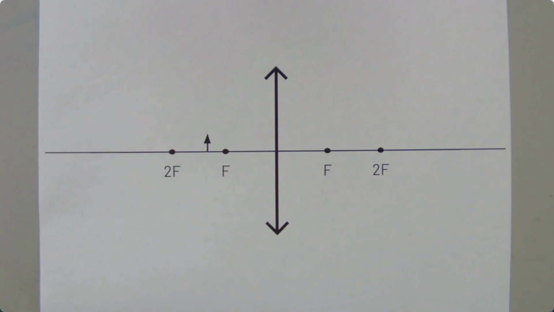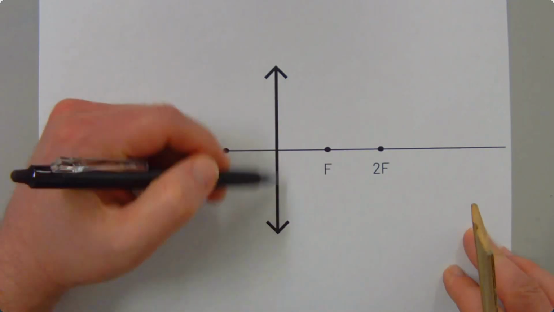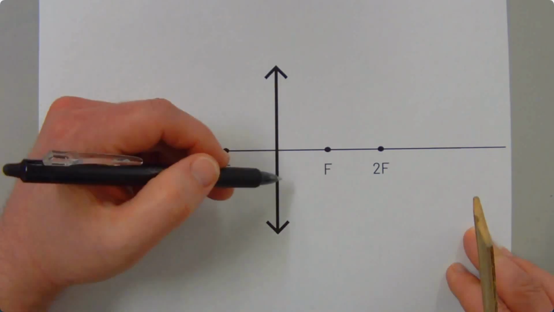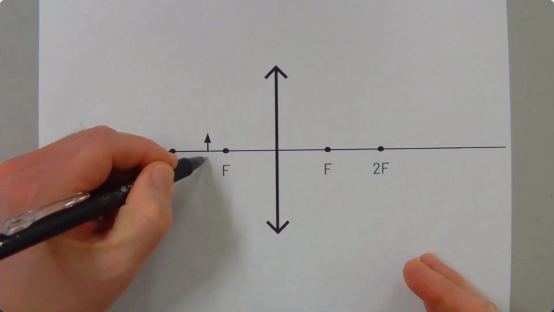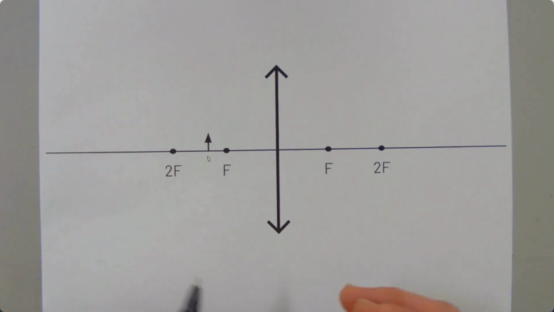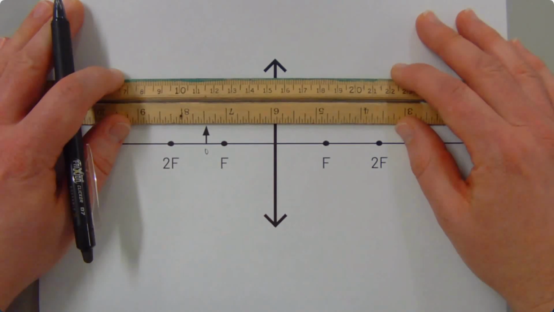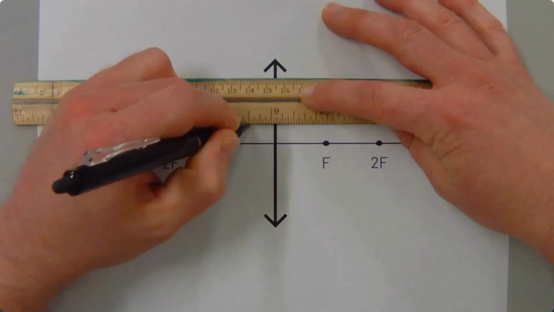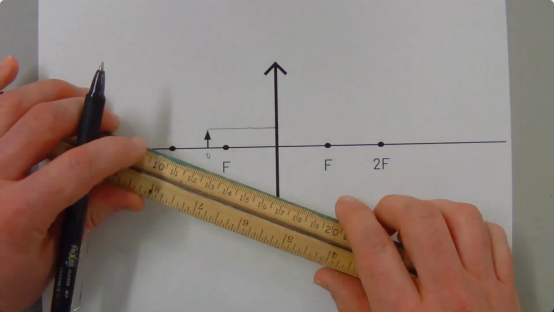Okay, so we're going to draw the ray diagram for a converging lens. This line with the arrows pointing up and down is a symbol for a converging lens. So we've got our object here. All right, so the first thing we draw is a ray that is parallel to the principal axis. Okay, then we draw a ray that goes through the focal point.